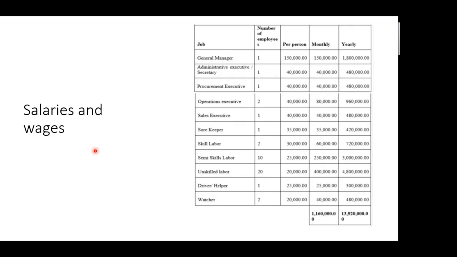And the next one is under the financial plan. Try to put your salaries and wages also. So put your job titles, the predicted positions, the number of positions, how much you plan to pay per person, and monthly payment and annually payment.